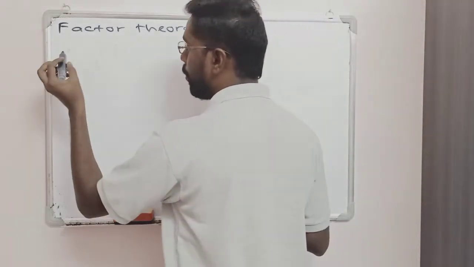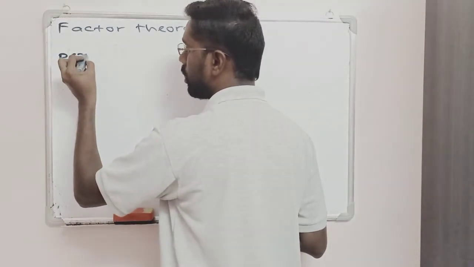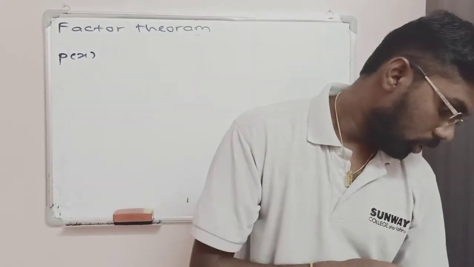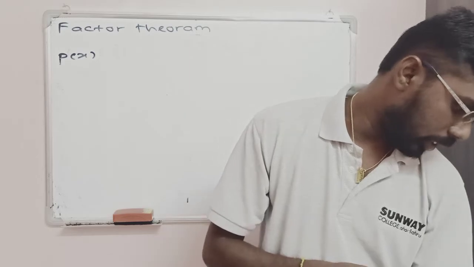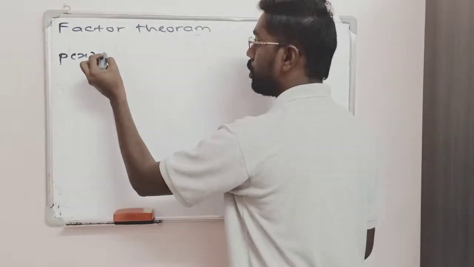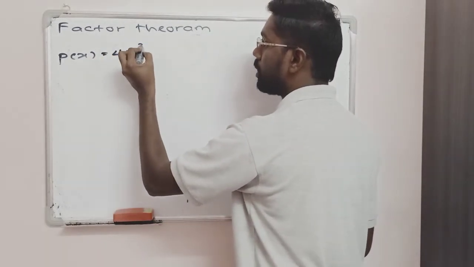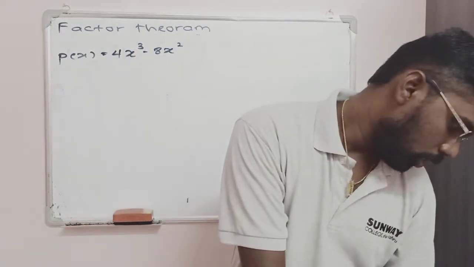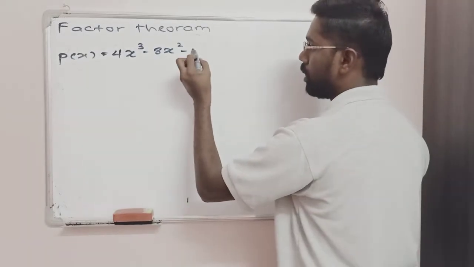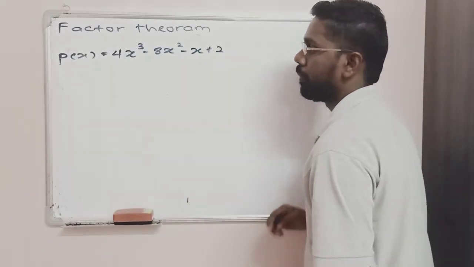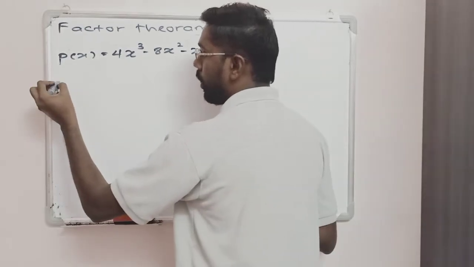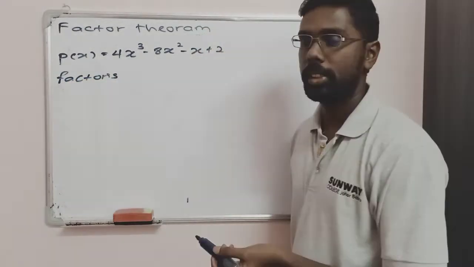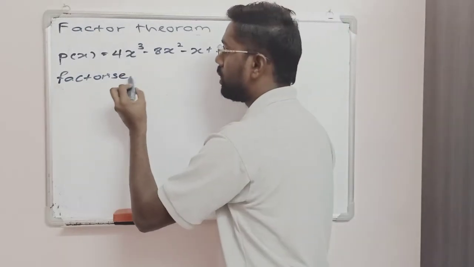Okay, let's say I give you a polynomial of p(x), equal to 4x cubed minus 8x squared minus x plus 2. Now I want to factorize the p(x).